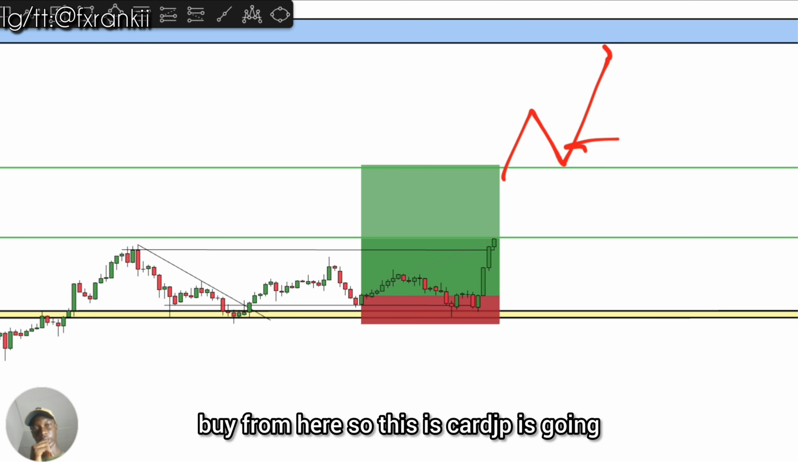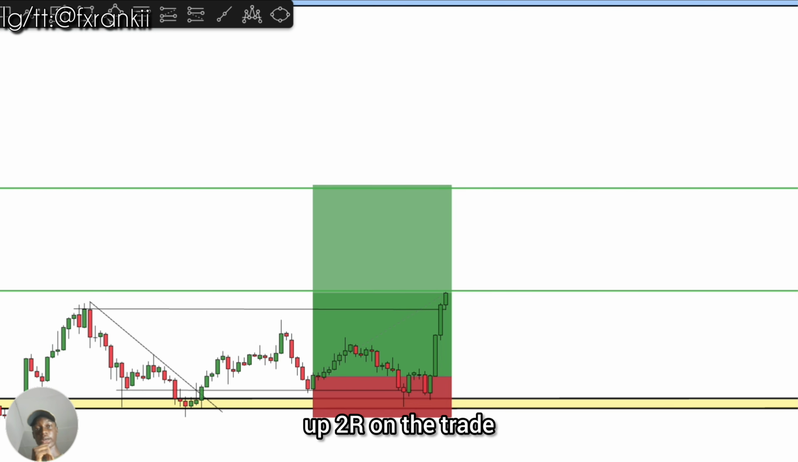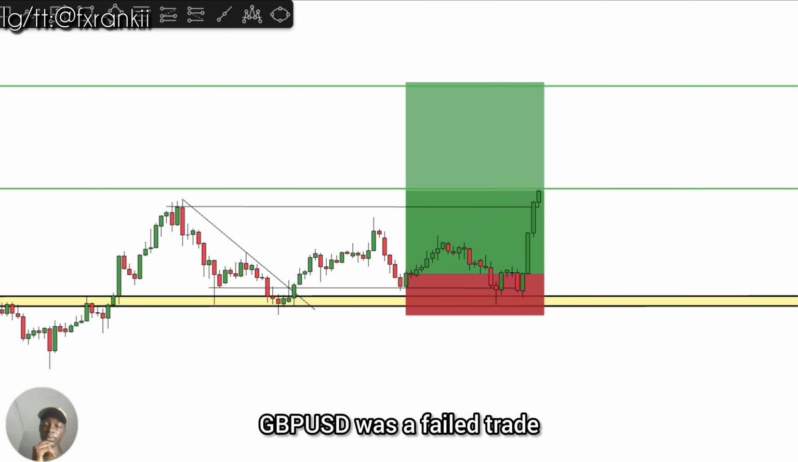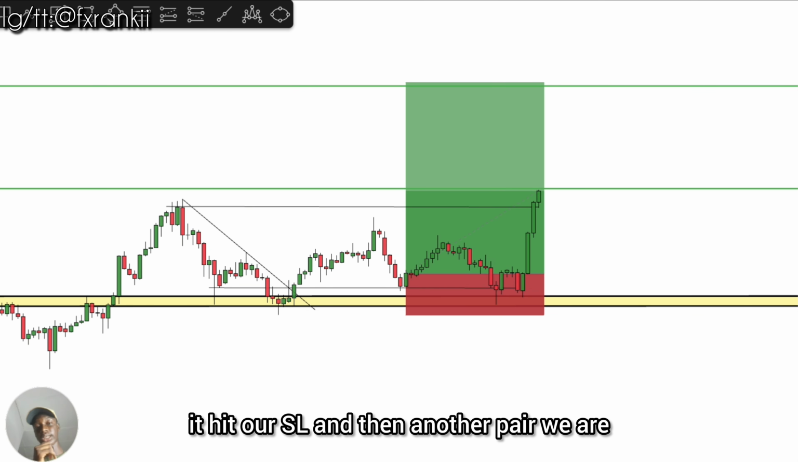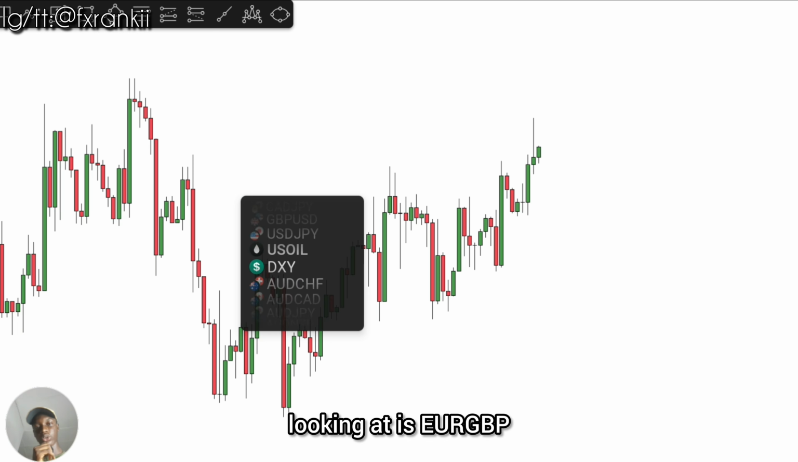So this is CAD JPY. CAD JPY is going really well. We are up 2%. We are up 2R on the trade. GBP USD was a failed trade. It hit our SL, and then another pair we are looking at is Euro GBP.